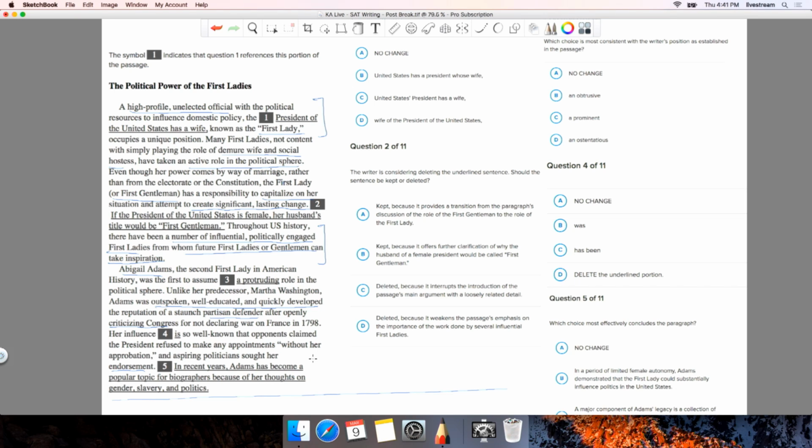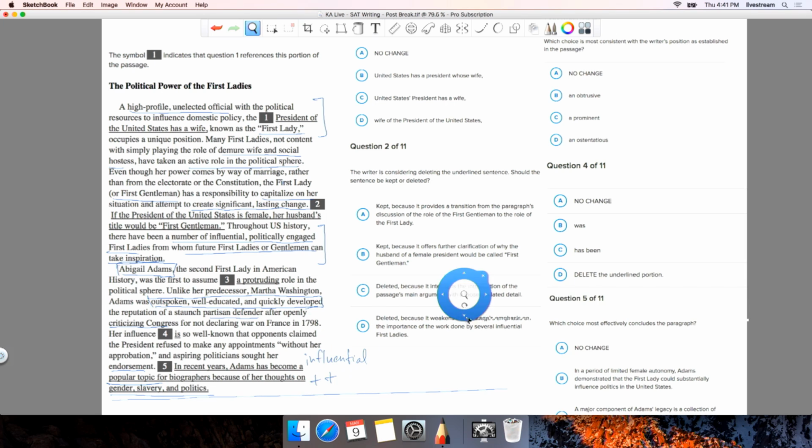In recent years, Adams has become a popular topic for biographers because of her thoughts on gender, slavery, and politics. Okay, so we're talking about Abigail Adams in the second one, and how she was well-spoken, well-educated. So it seems to be quite positive about her role, and so she was influential and supportive. Okay, so pretty positive about her.